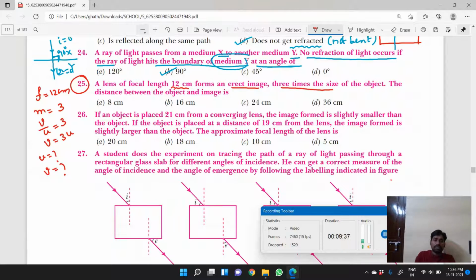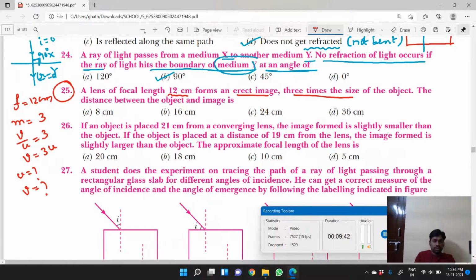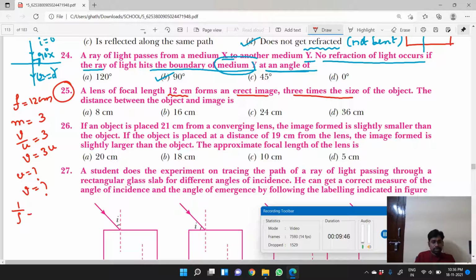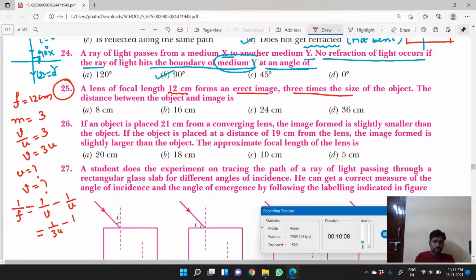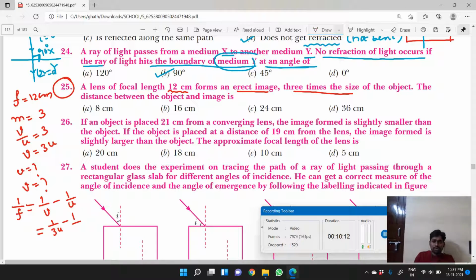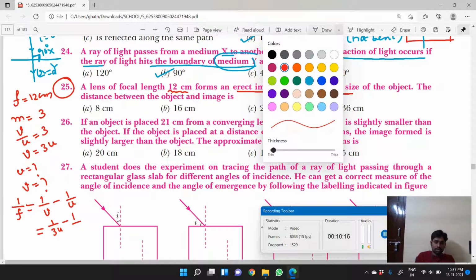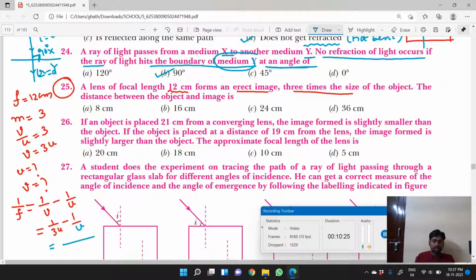In that case, what we have to do is, let me write the formula. 1 by f is equal to 1 by v minus 1 by u. Here 1 by v is nothing but 1 by 3u, minus 1 by u. So here we go with the LCM, which in this case is 3u. 3u in 3u is 1 time, and u in 3u is 3 times, with a minus sign. The answer is minus 2 by 3u is equal to 1 by 12.